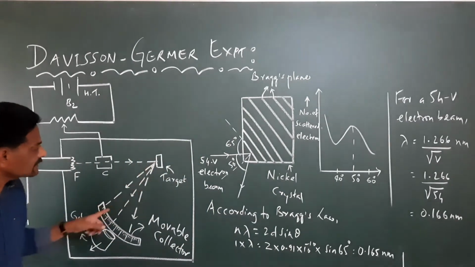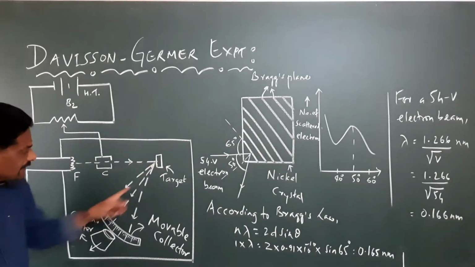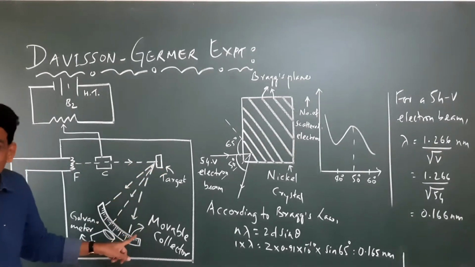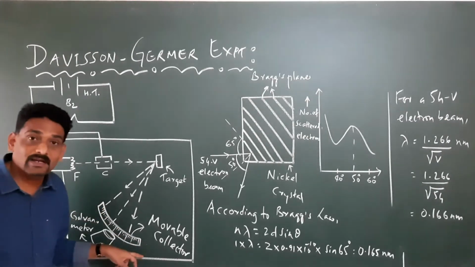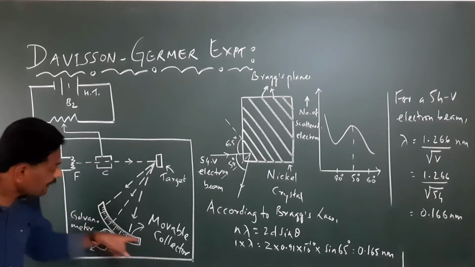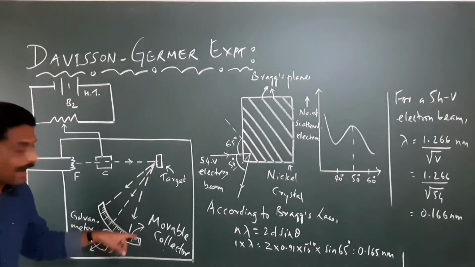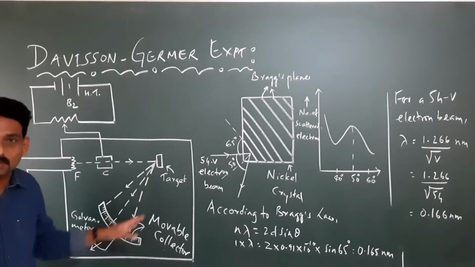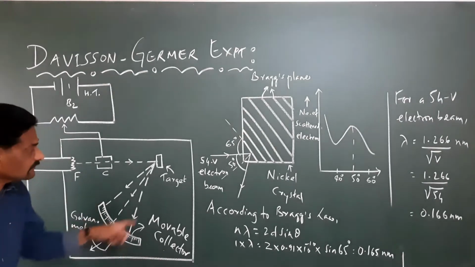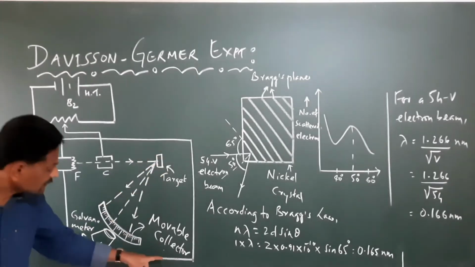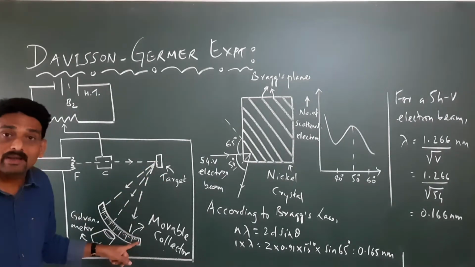Here we see the scattered electrons. They come and fall on the target, and they are getting scattered. Here we have what is known as a movable collector. This movable collector keeps on moving as the crystal moves, and it receives all the scattered electrons. Its job is to keep moving along the direction of the crystal and collect all the scattered electrons.